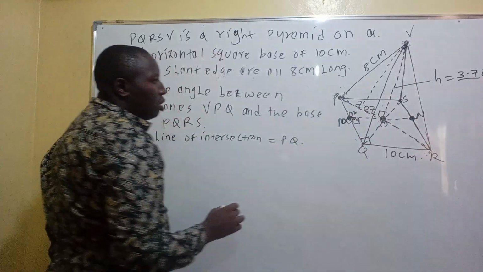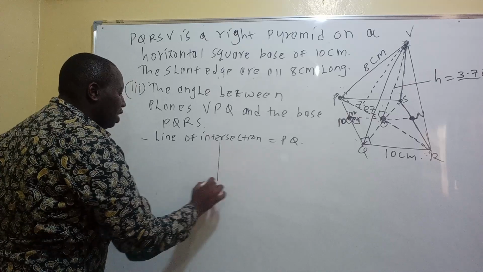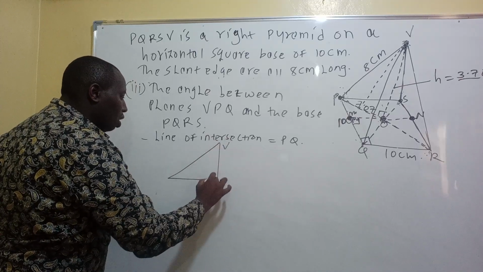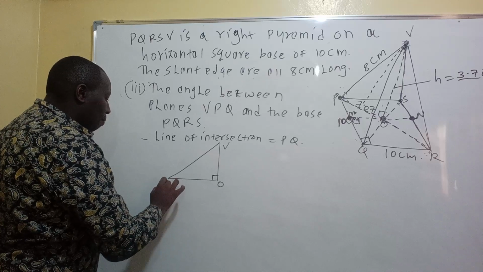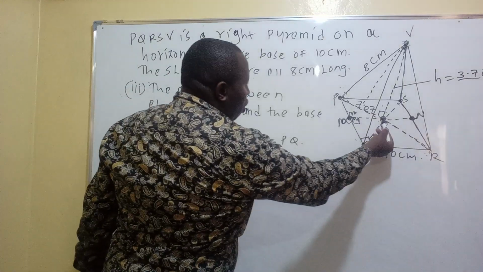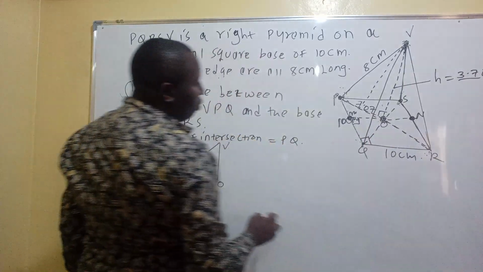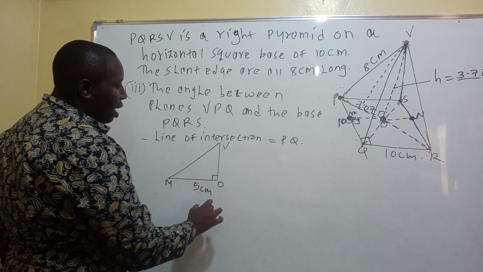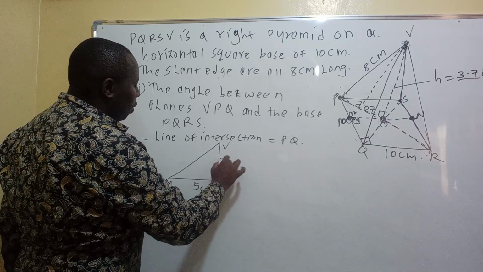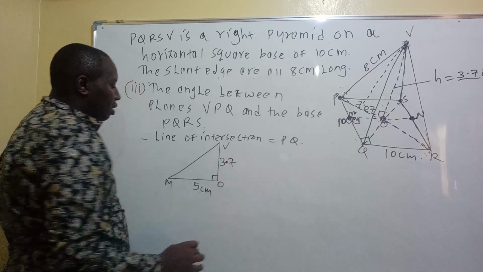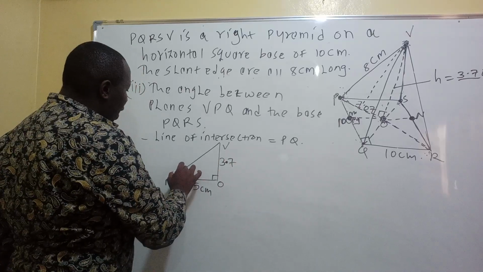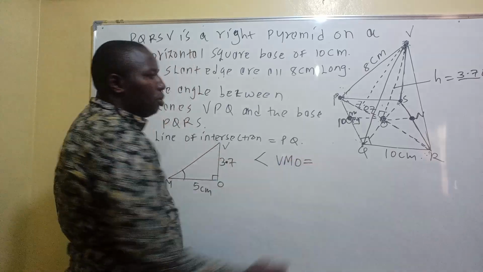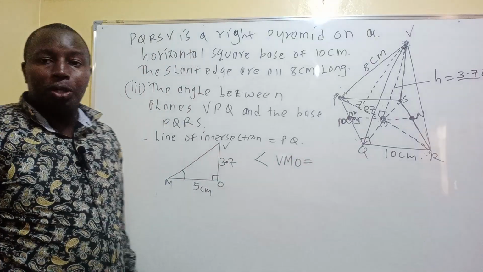In this case, the easiest route to use is VMO. This is V, this is O, with a right angle at O. MO is half of QR, which is 5 centimeters. Now VO was the height, 3.7. So our required angle is VMO. That's the angle between the two planes.